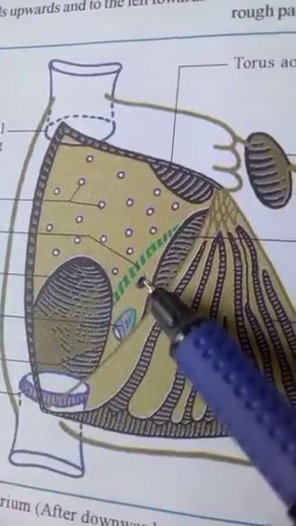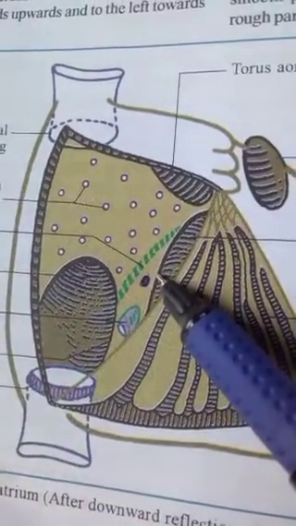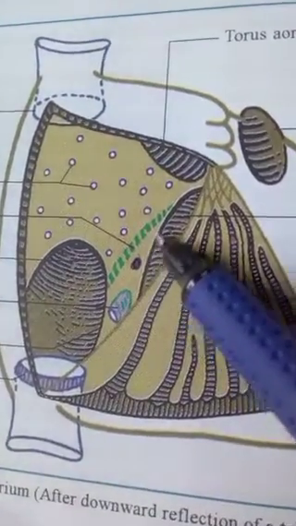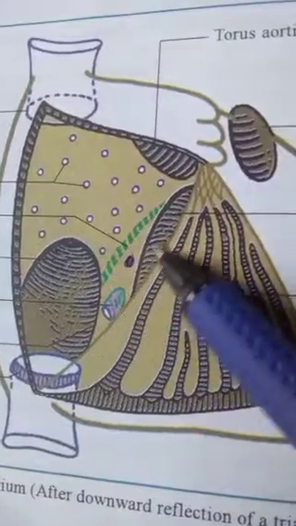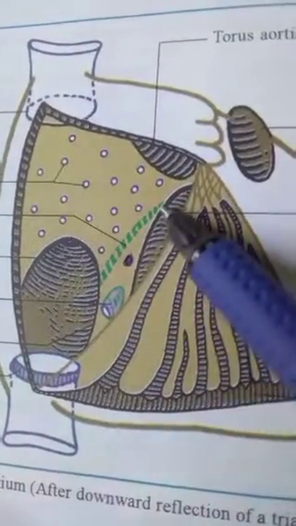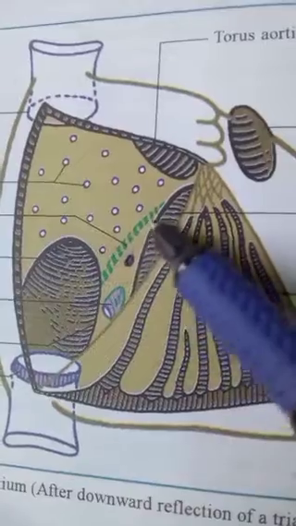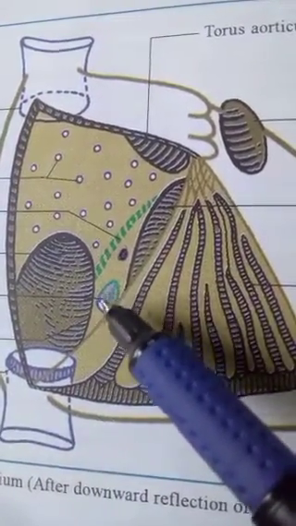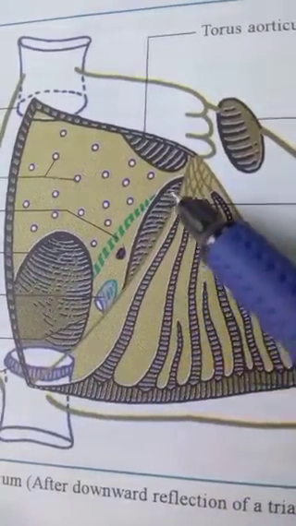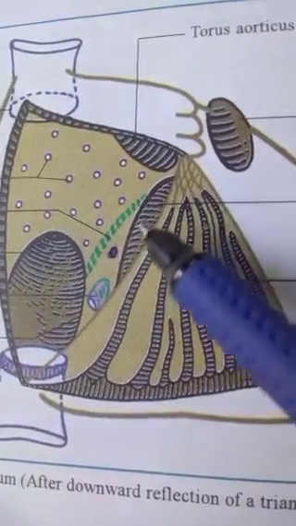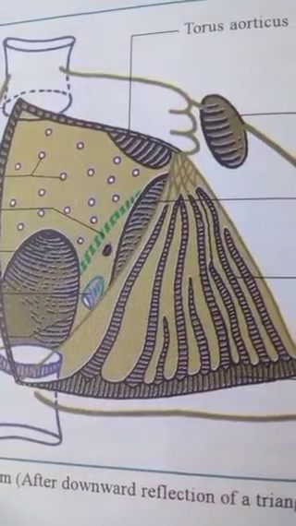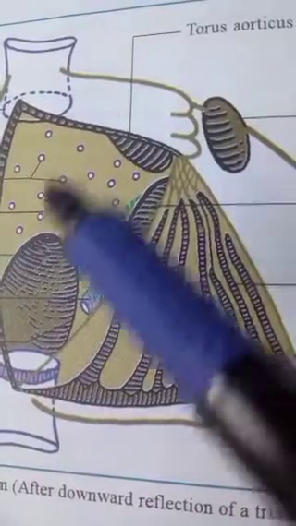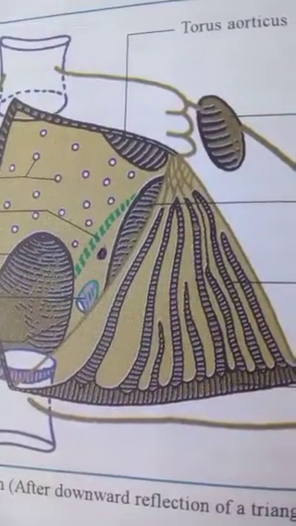The AV node is smaller than the SA node. It is located in the lower and dorsal part of the atrial septum inside the triangle of Koch. This triangle of Koch is bounded above by the tendon of Todaro, below by the opening of the coronary sinus, and in front by the base of the septal cusp of the tricuspid valve. It is capable of generating impulses at the rate of 40 to 60 beats per minute.